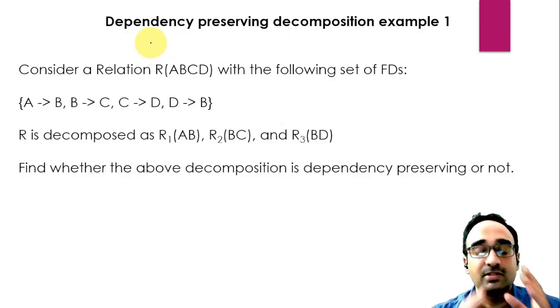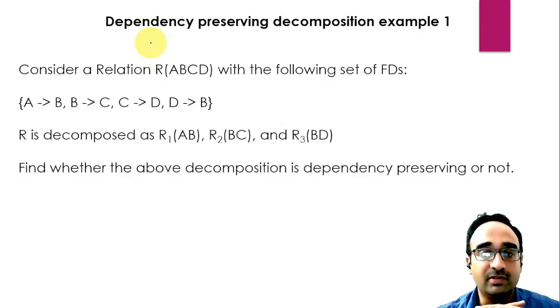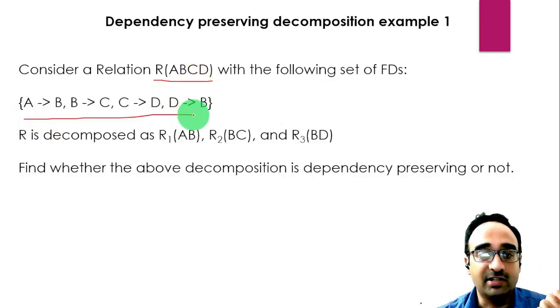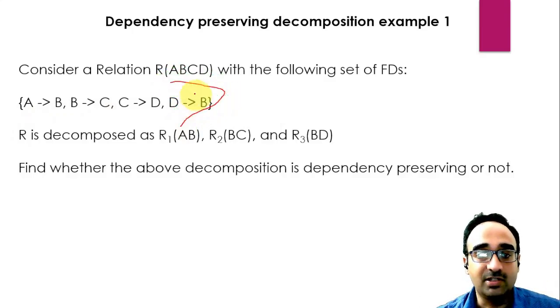Now, what is the process for finding whether a decomposition is dependency preserving or not? Here we have a big table with four attributes A, B, C, D, and we have these FDs on the big table. There are four FDs here, and this big table is divided into three small tables, R1, R2 and R3. In R1 the attributes are AB, in R2 BC, and in R3 BD. Now they are asking us to find whether this decomposition is dependency preserving or not. Let's see the procedure.